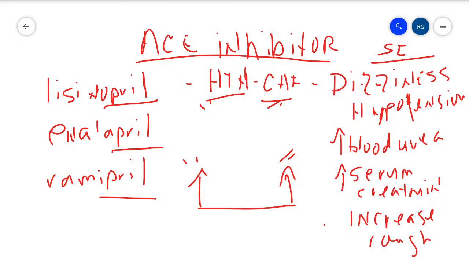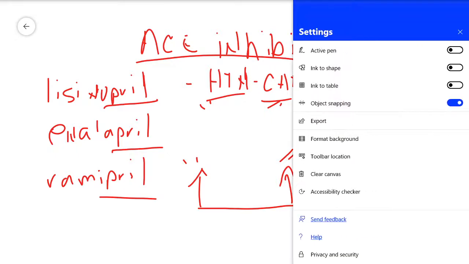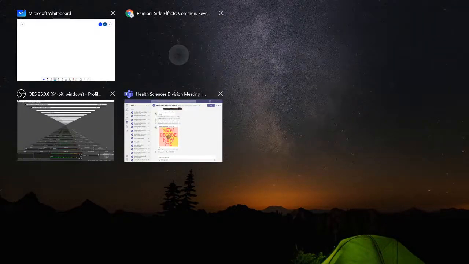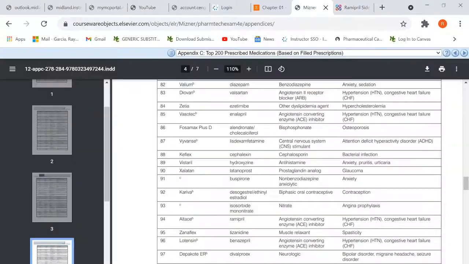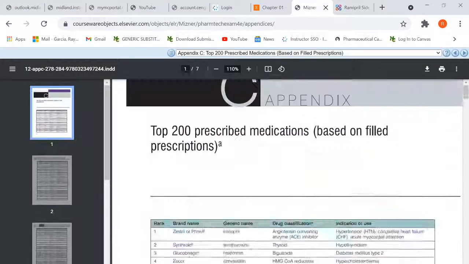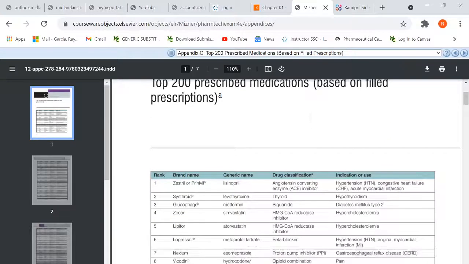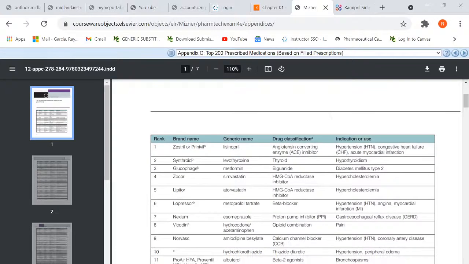So let's move on to another one here. Let me erase this one. Let's do a different color here. And we'll go back up. I'm going to skip the Synthroid levothyroxine. I'm going to jump to the Glucophage metformin here.